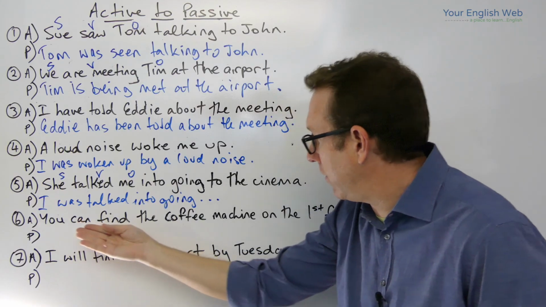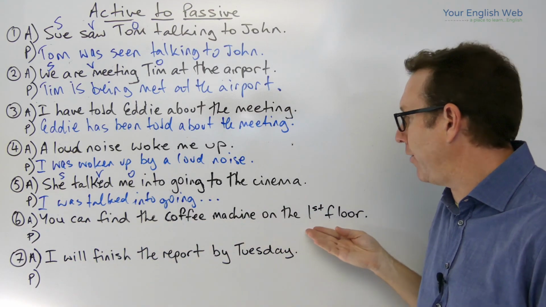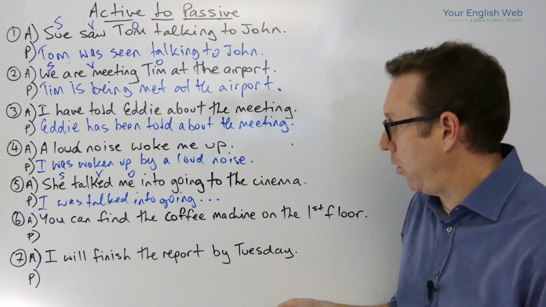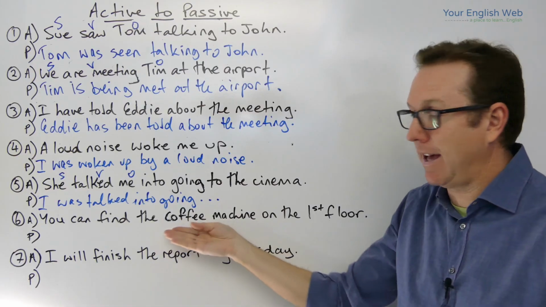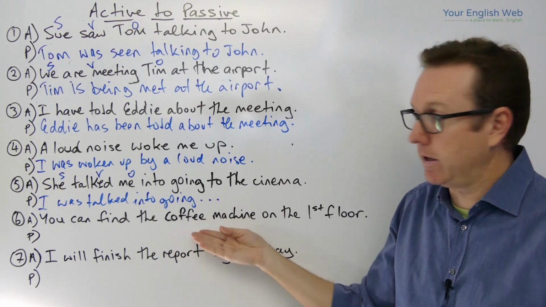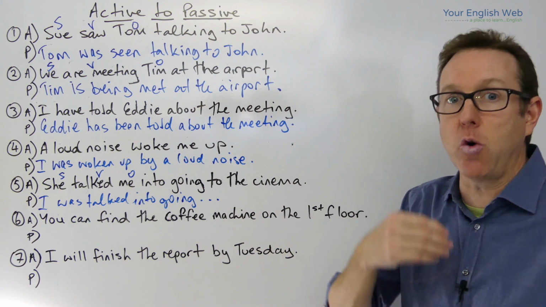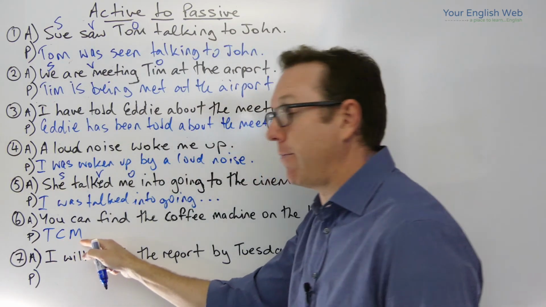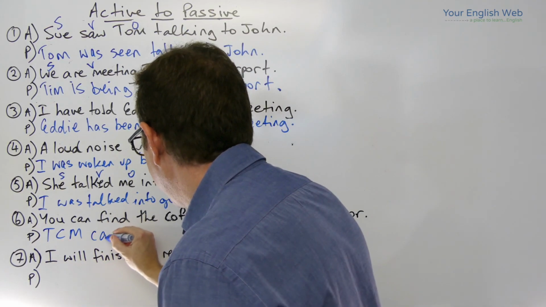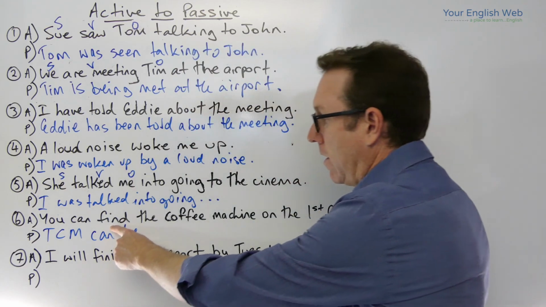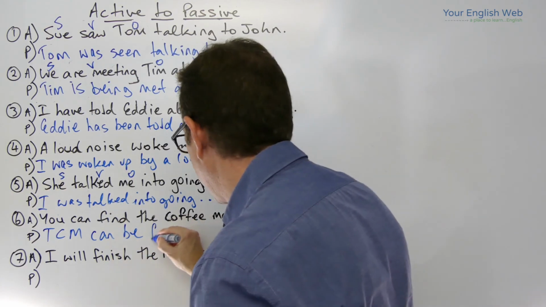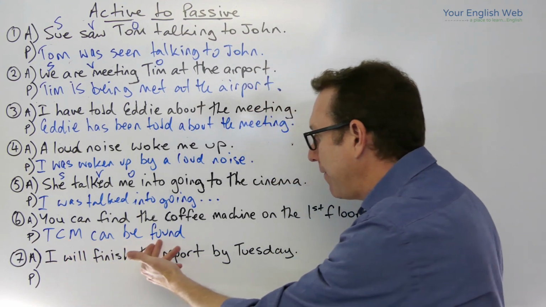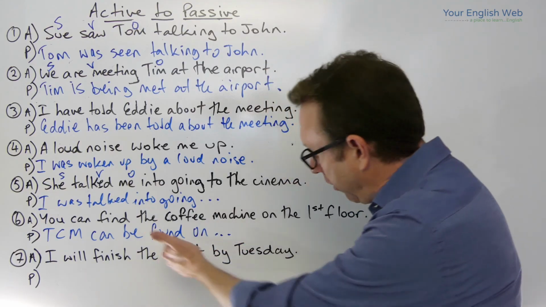Number 6, you can find the coffee machine on the first floor. The coffee machine here is the object. It's what you can find. So the coffee machine, we'll abbreviate this. The coffee machine can be, find, found. Find, found, found. The coffee machine can be found on the first floor.